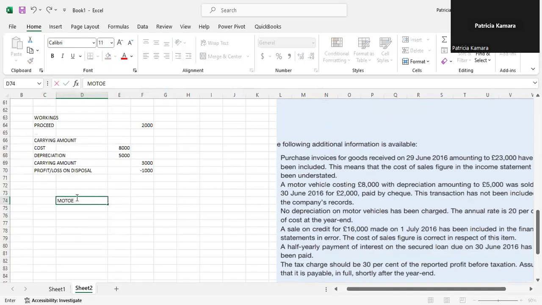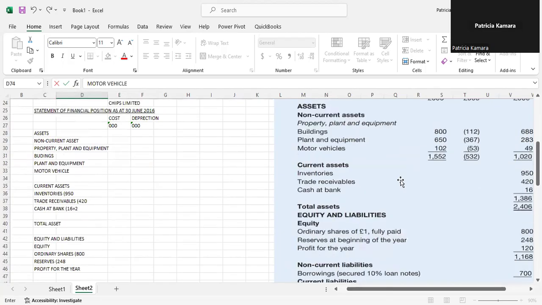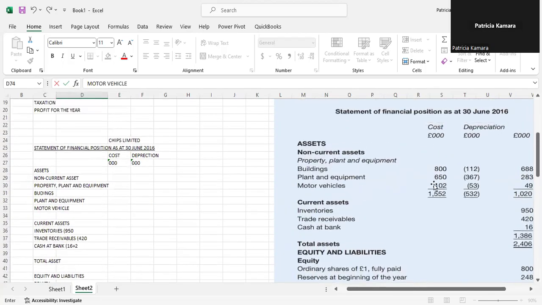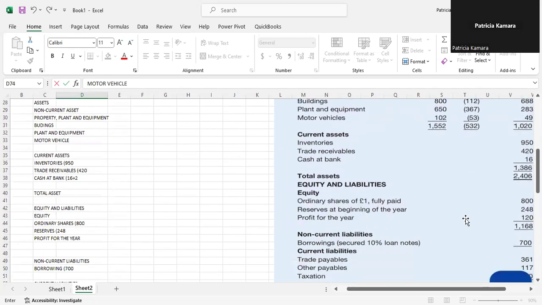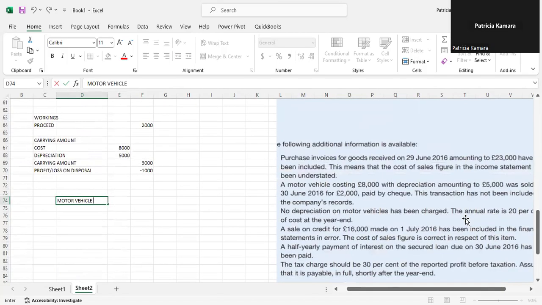Our workings on motor vehicle have not yet been concluded. Remember, at the end of the year we had reported motor vehicle to be 102, and then our depreciation was 153. But now we have sold a motor vehicle that was worth 8,000. Remember, we said something about derecognition in our previous video. So we have to derecognize this particular motor vehicle from our books.